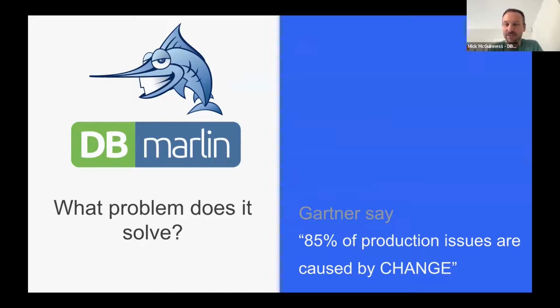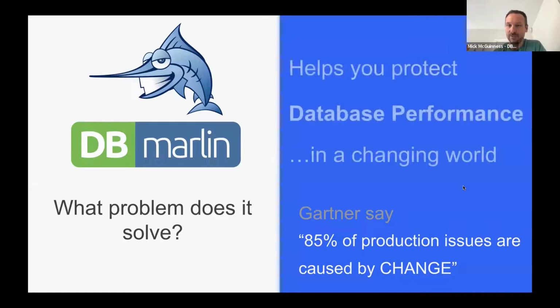If you had a completely static system, you'd probably have a lot fewer production issues as well, but we know that's not the way the world works. Applications and databases are always undergoing continual change, and this is where DBmarlin is trying to help protect database performance in a changing world.